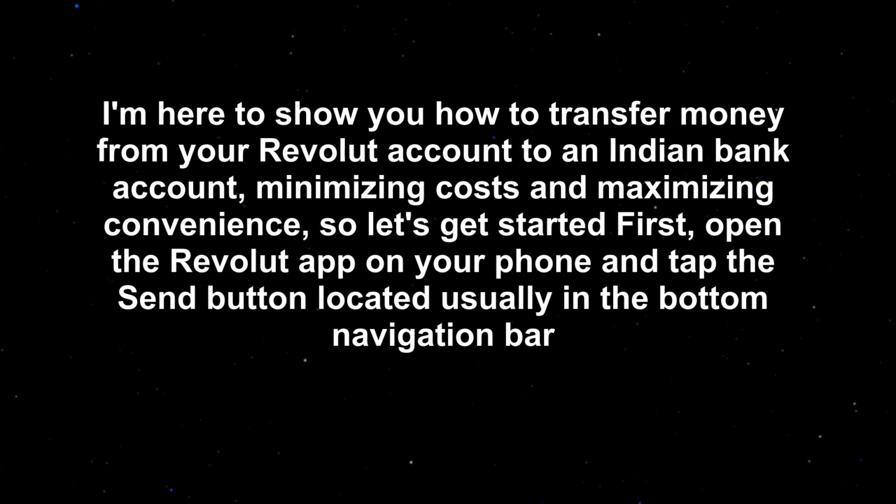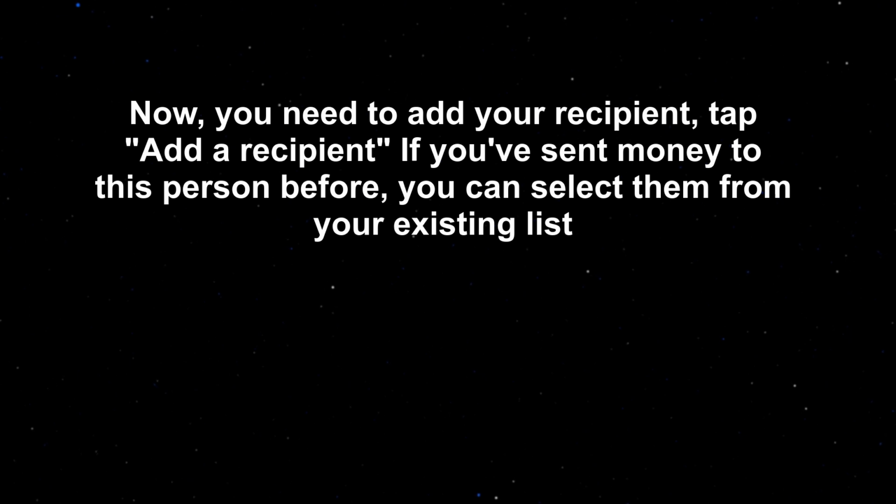First, open the Revolut app on your phone and tap the Send button, located usually in the bottom navigation bar. Now, you need to add your recipient. Tap Add a Recipient. If you've sent money to this person before, you can select them from your existing list.